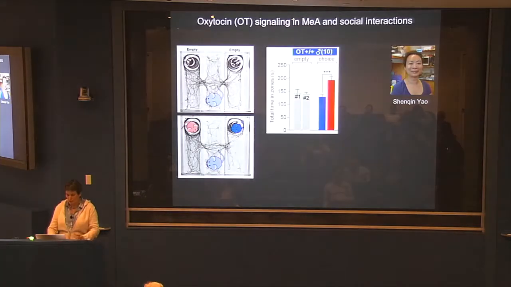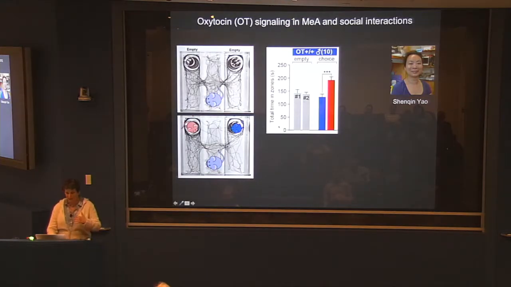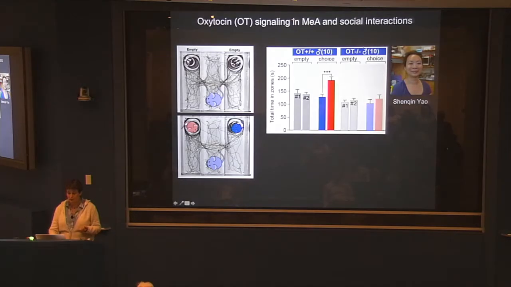So what's happening here? Well, if you look at the time spent by this male in the various parts of these chambers, you can see that if the cups are empty, the animals spend equal time on one side or the other. But if there is a male and a female, this tested male will clearly prefer the chamber in which the female is present. Now, interestingly, if we look at the male mutant for the oxytocin gene, we can see that this preference for the female side completely disappears.